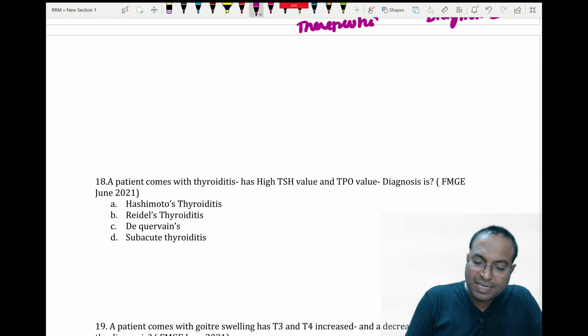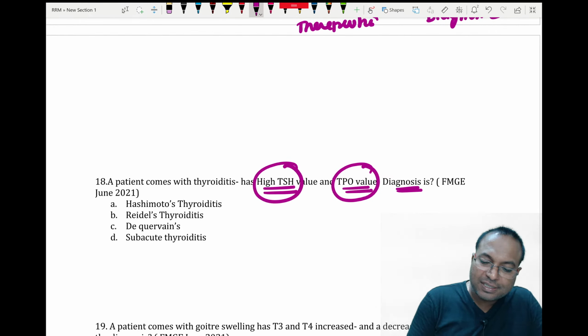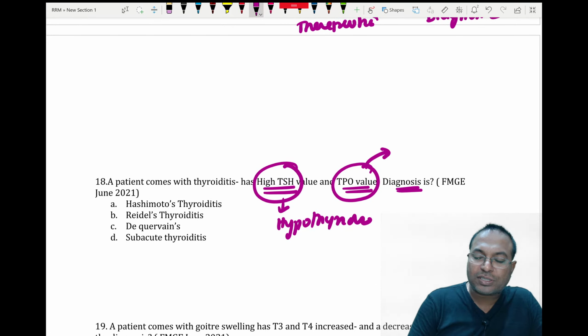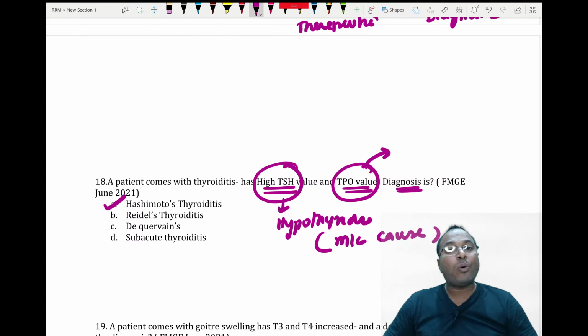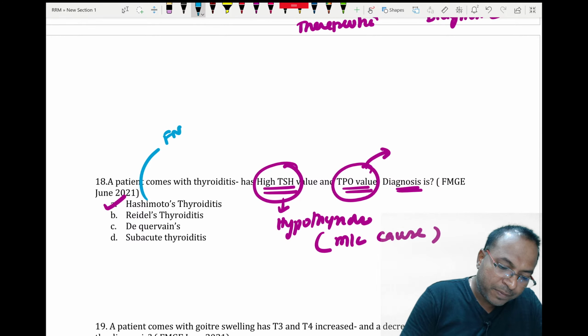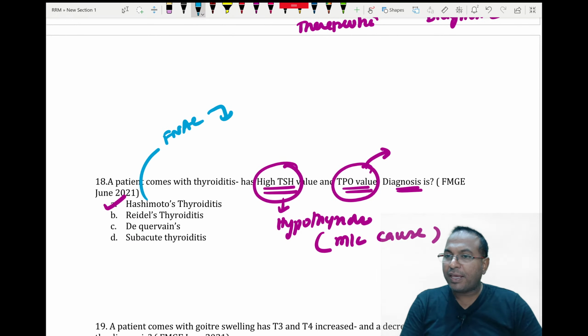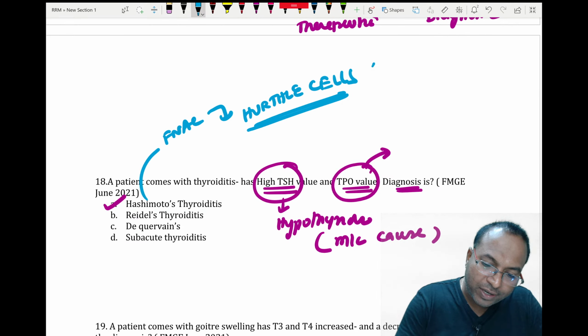Patient comes with thyroiditis, high TSH and thyroid peroxidase value. Diagnosis? So the diagnosis is already over. TPO, thyroid peroxidase is increased. TSH is increased. TSH increase means it's a case of hypothyroidism. Hypothyroidism with the presence of thyroid peroxidase antibody is Hashimoto's. The most common cause of hypothyroidism worldwide is Hashimoto's. Can you tell me what will be the FNAC finding of Hashimoto's? FNAC will show the presence of Hürthle cells. Hürthle cells are seen on FNAC of Hashimoto's.